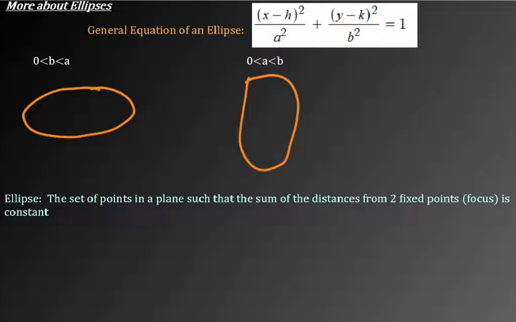One thing we didn't talk about before is the definition of an ellipse. An ellipse is actually the set of points in a plane such that the sum of the distances from two fixed points is constant, okay? So basically what that's saying is no matter where you are on this ellipse, right?